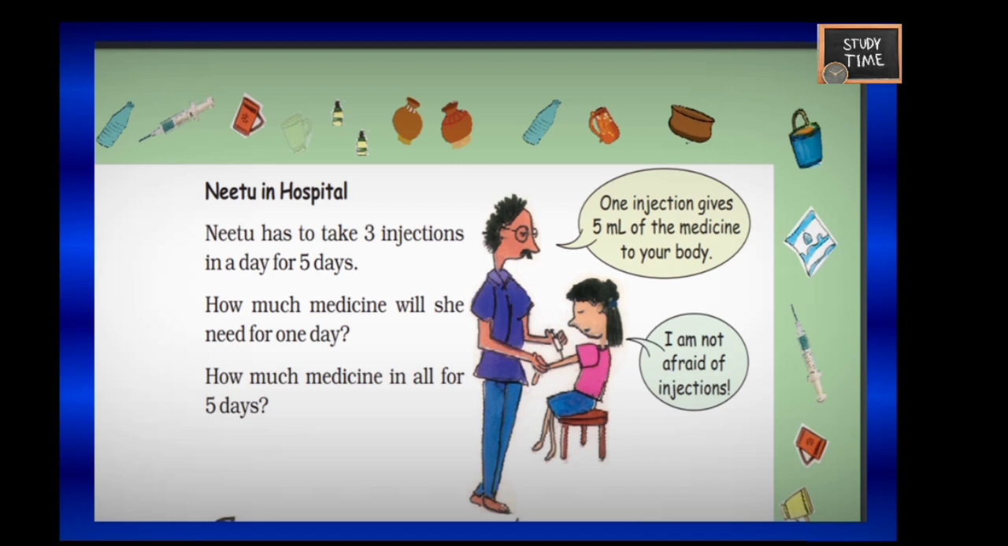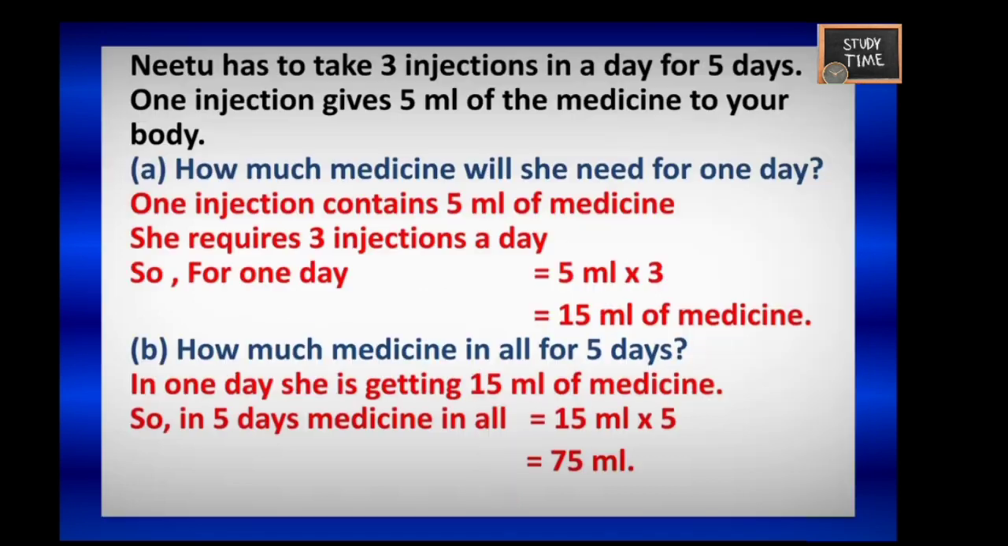So how much medicine will she need for 1 day? How much medicine in all for 5 days? So one injection contains 5 ml of medicine. She requires 3 injections a day. So 5 ml into 3. So for 1 day she'll be getting 15 ml of medicine. For 5 days she'll be getting 15 ml into 5. So the answer is 75 ml for 5 days.